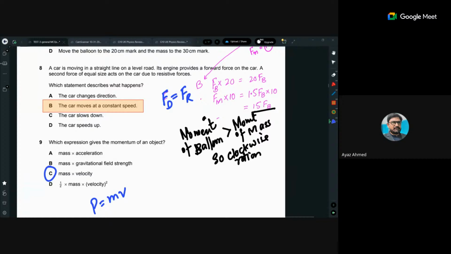In question number 8, it is said that the car is moving horizontally. I mean, at a level road, there is a force of engine, that is a forward force, and there is another force, equal in size, acts due to resistance. So that is the resistive force, opposite force. So when driving force is equal to resistive force, the car moves with the constant speed. So that's why option B would be correct. Okay.